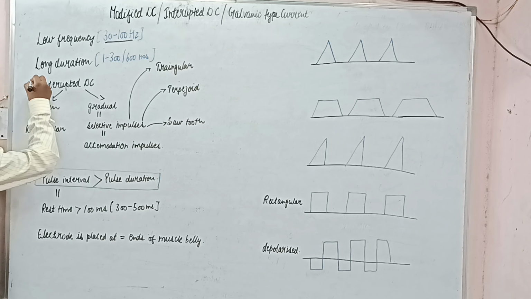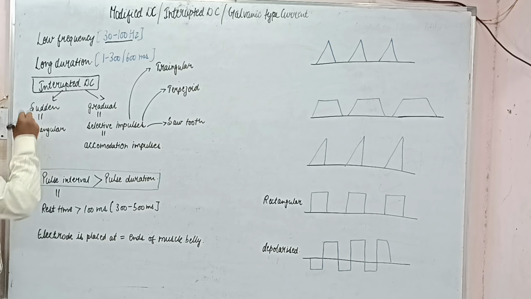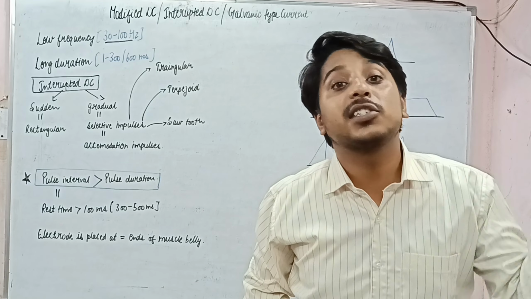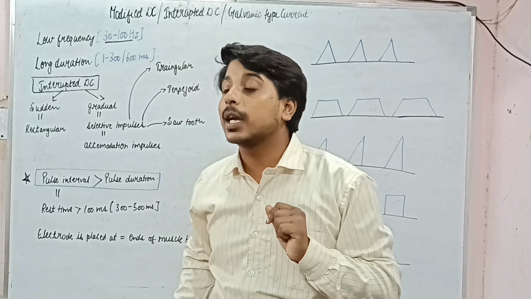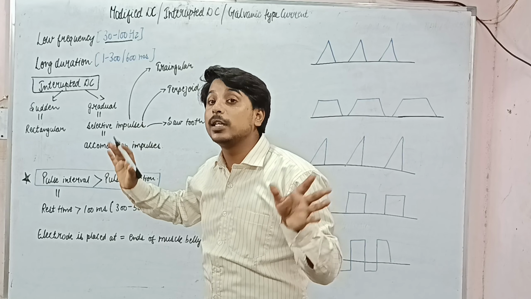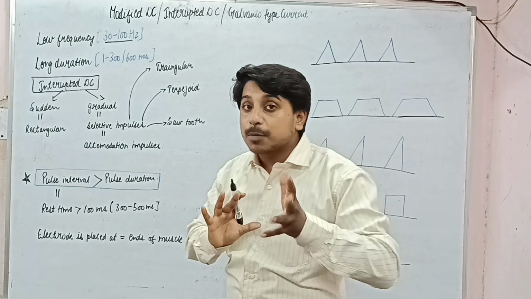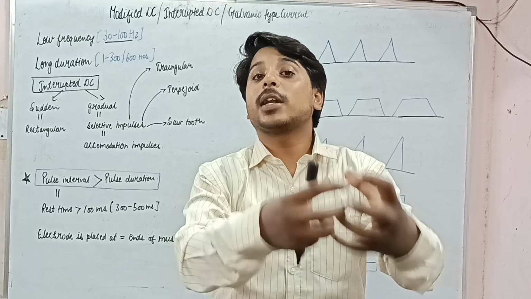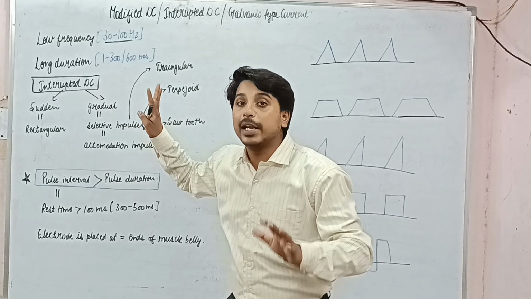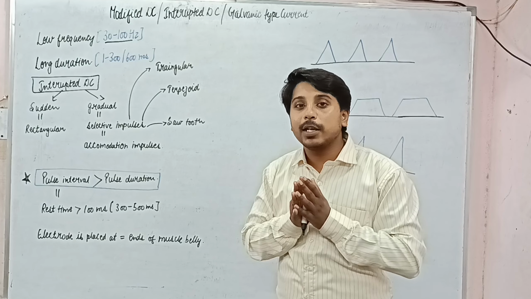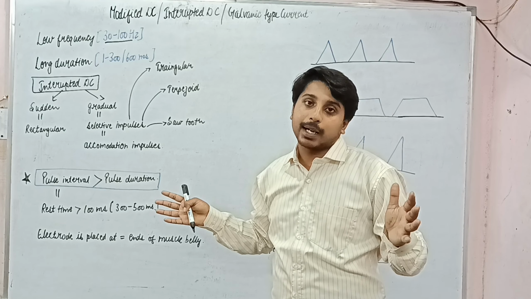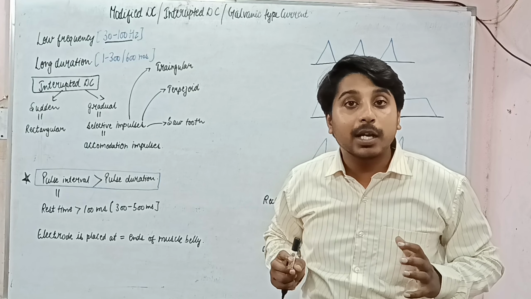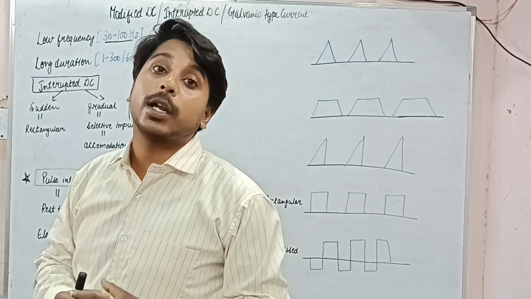Next, why are we using this interrupted DC? In therapeutic current we studied surging, the surge therapeutic current. Here we will study interrupted DC. The explanation is the same in both places. If we do not give interrupted DC, that is, if we use the direct current as it is, a continuous train of impulses will produce a tetanic type of contraction, that is a sustained muscular contraction.